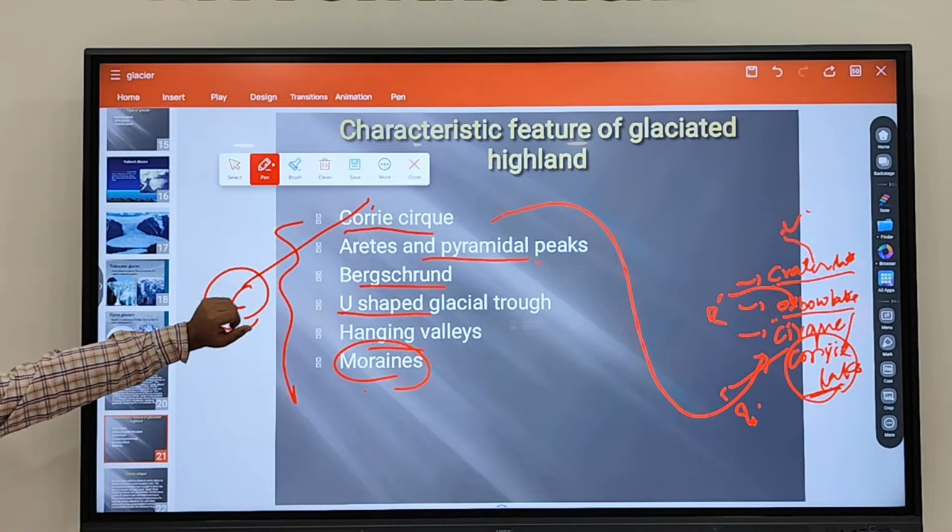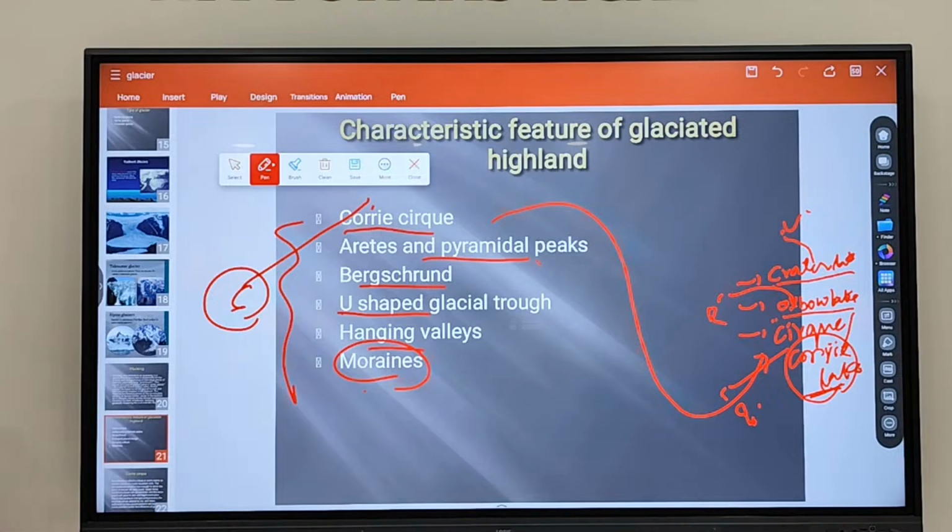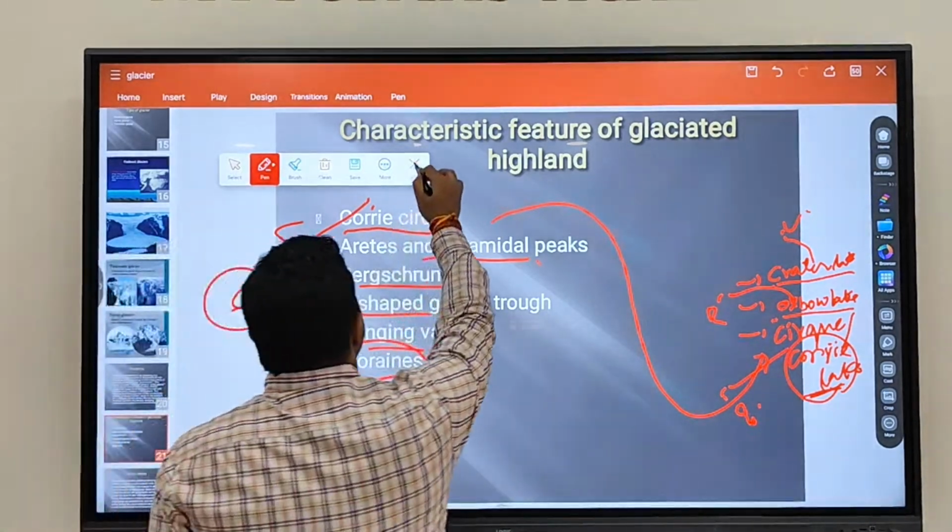So first is Kori or Cirque. Second is Arete. Pyramidal peak. The third is Bergschrund. Fourth is called a U-shaped glacial trough. Fifth is called a hanging valley. And sixth is called moraines. All these features you're going to find in a glacial highland. Clear? So the first we are taking up is the Kori or Cirque.